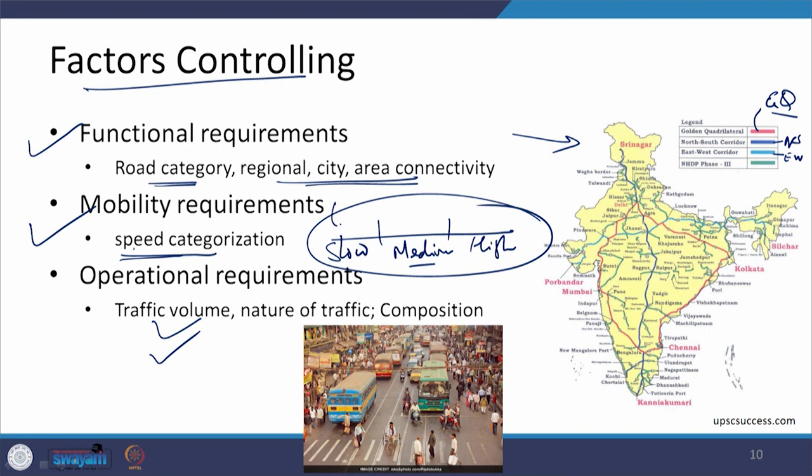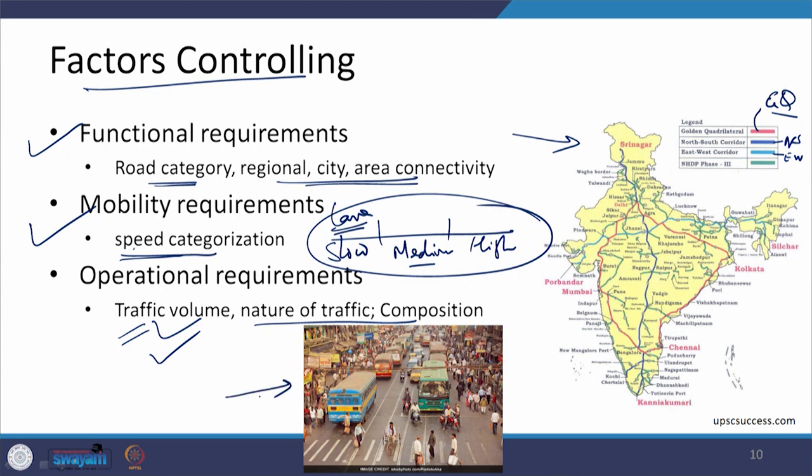Now, when we talk about a lane, the lane has a capacity. With respect to that, the traffic volume is going to define how many lanes need to be provided. When we are looking at this traffic volume, the other two components we are required to look at are the nature of traffic as well as the composition of traffic.